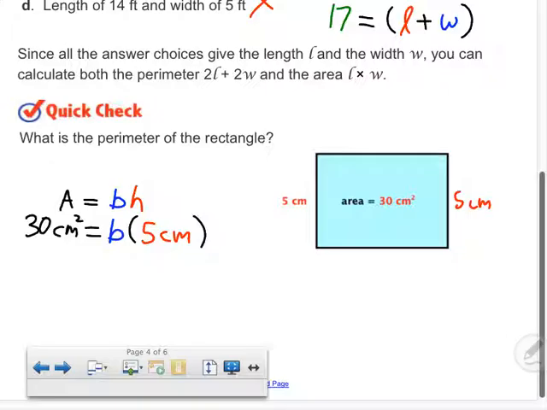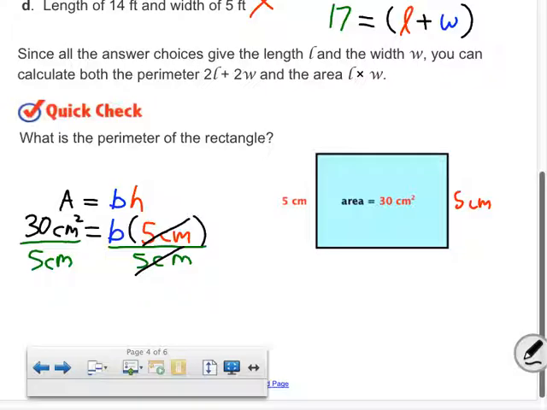So now we're going to solve for my base by dividing both sides by 5 to get b by itself. So I'm going to divide this side by 5 centimeters, and I'm going to divide this side by 5 centimeters. So what happens is these cancel out. They become 1. 5 centimeters divided by 5 centimeters becomes 1. So that just leaves me with a b over here.